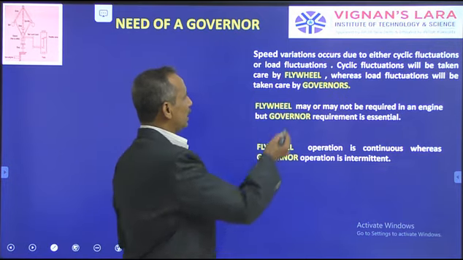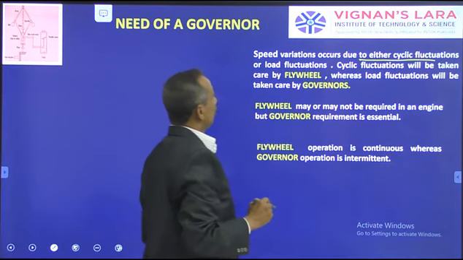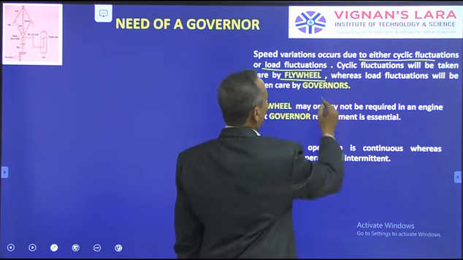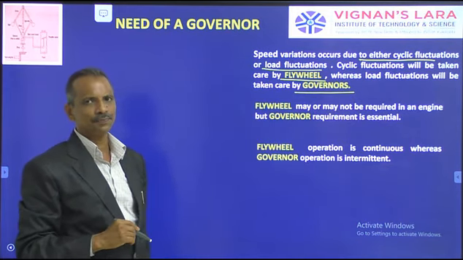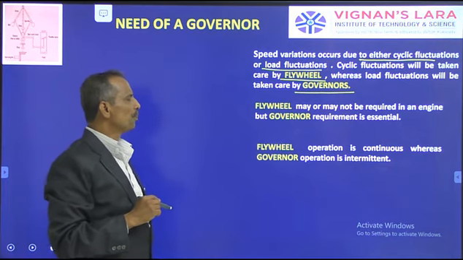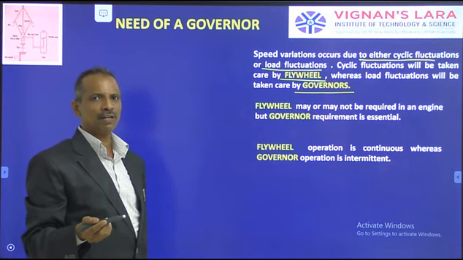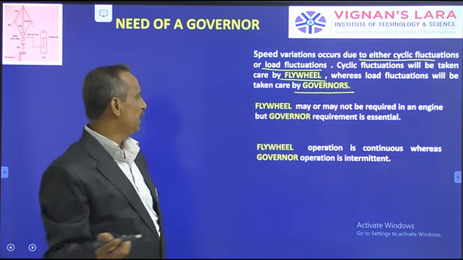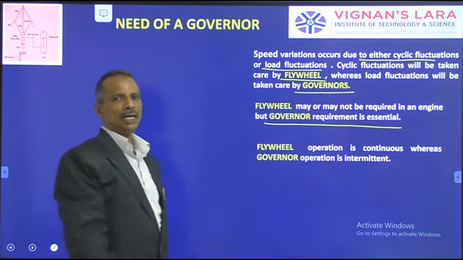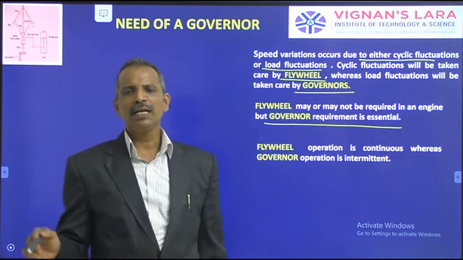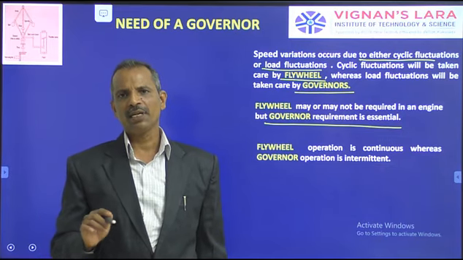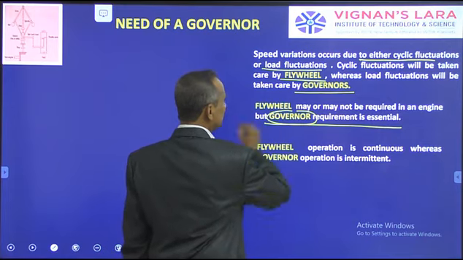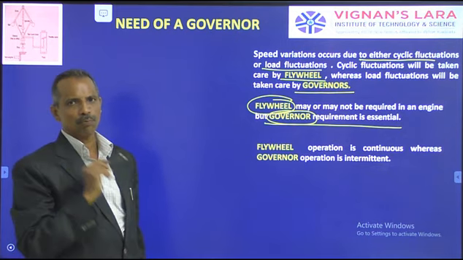You can see speed variations will occur due to either cyclic fluctuations or load fluctuations. The cyclic fluctuations are taken care of by the flywheel, and what about the load fluctuations? A governor will take care of it. That is the first thing. Then, the flywheel may be required or may not be required in all devices. If there is no cyclic fluctuation, then we don't require a flywheel. But a governor is an essential device which is badly needed for any equipment, because definitely there will be variations in the load in real life. That's why a governor is essential in devices, but a flywheel may be optional, depending upon your process.